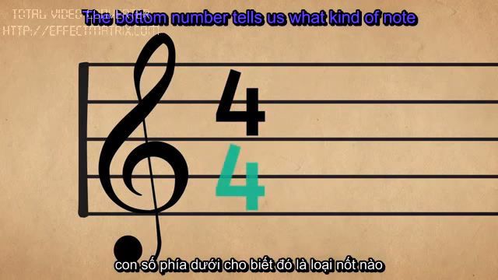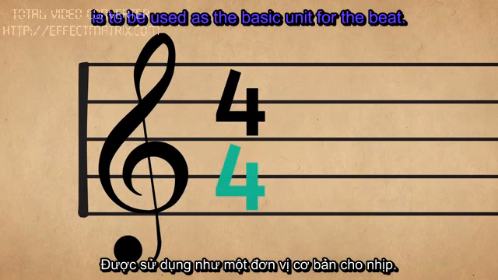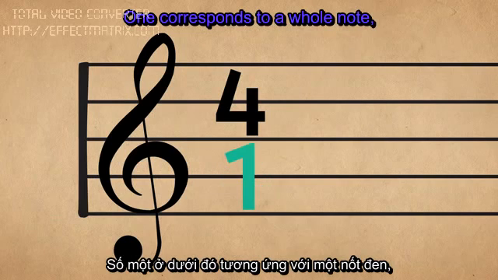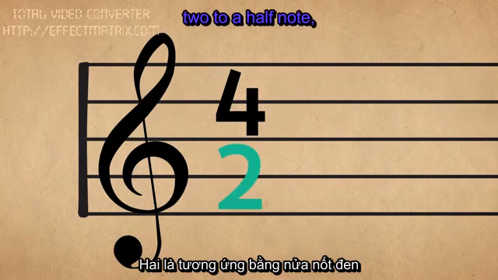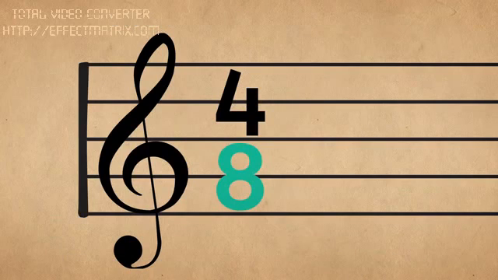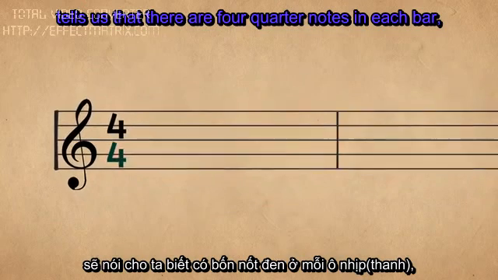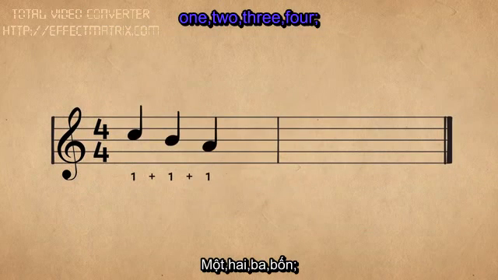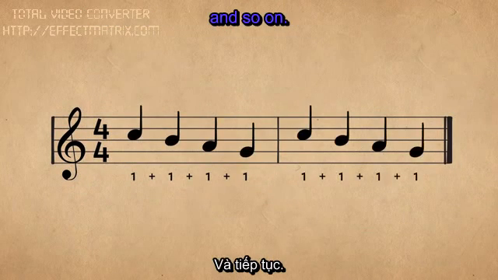The bottom number tells us what kind of note is to be used as the basic unit for the beat. 1 corresponds to a whole note, 2 to a half note, 4 to a quarter note, an 8 to an eighth note, and so on. So this time signature here tells us that there are 4 quarter notes in each bar. 1, 2, 3, 4, 1, 2, 3, 4, and so on.